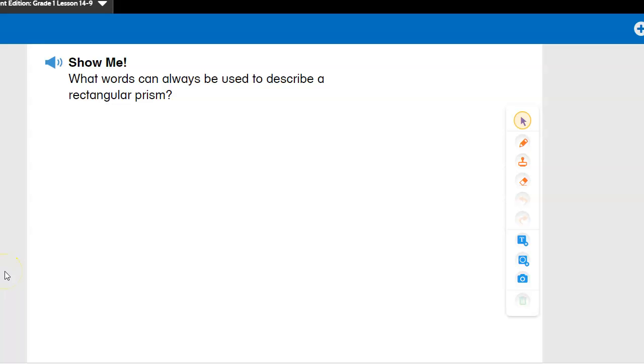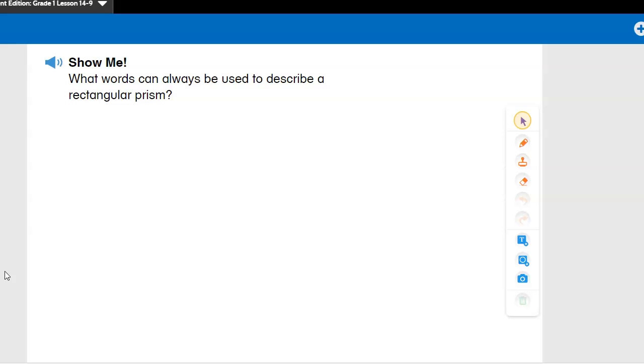Alright, so on that same workbook page, page 590, we have the convince me part of our workbook page. It does say show me on my screen, but this says convince me on your workbook page. It says, what words can always be used to describe a rectangular prism? Let's think about a rectangular prism and all of the things we know about them. We learned a lot about them in yesterday's lesson.